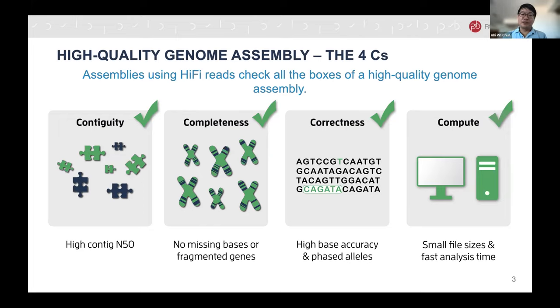When we talk about completeness, we are talking about, are there any missing bases or are there any fragmented genes? This is typically measured in terms of, for example, BUSCO completeness, which you are probably familiar with. We also have correctness, which is talking about the base accuracy. So once you get a continuous sequence, are they actually accurate? So these three C's are the important metrics to look at genome assembly.